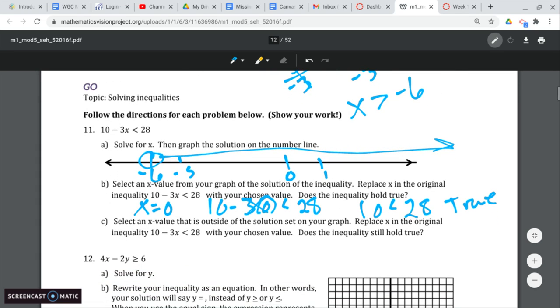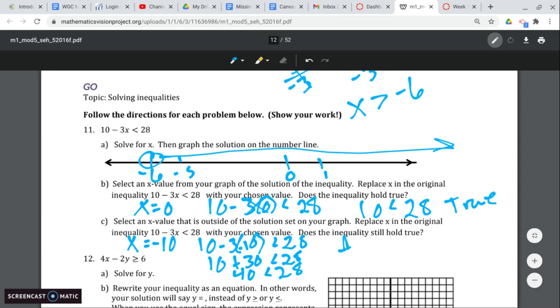Now, we're going to select an x value that's outside of the solution set on our graph. So that means something that's not to the right of negative 6. So let's do negative 10. So we have 10 minus 3 times negative 10 is less than 28. 3 times negative 10 is negative 30, so minus negative 30 is a positive 30. So we have 10 plus 30 is less than 28. This is 40. Is 40 less than 28? False. So we have shown that we did draw this in the proper direction.